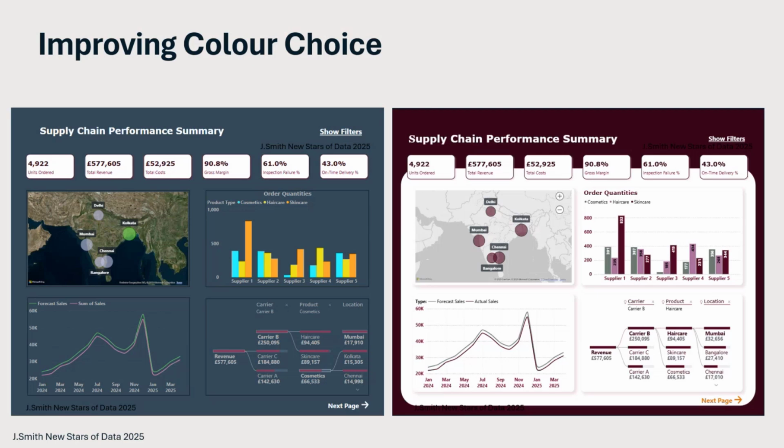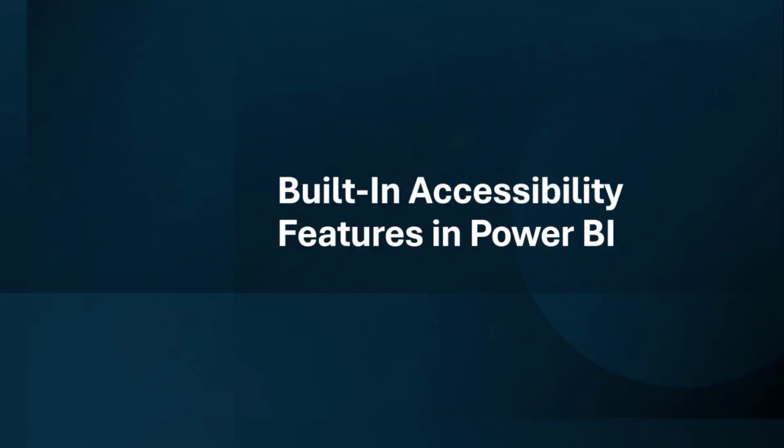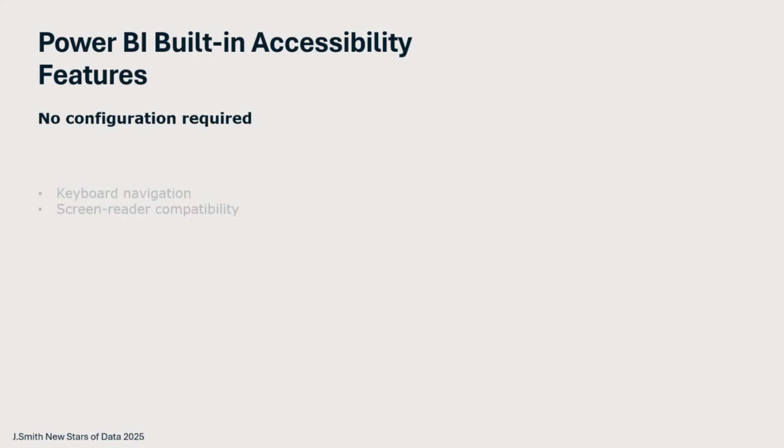So after taking into consideration WCAG and also the best practice within UI design, you can see that I improved the color choice for this initial dashboard. So it looks considerably better, I think, but it's not ready yet. Now let's look into the built-in accessibility features in Power BI.